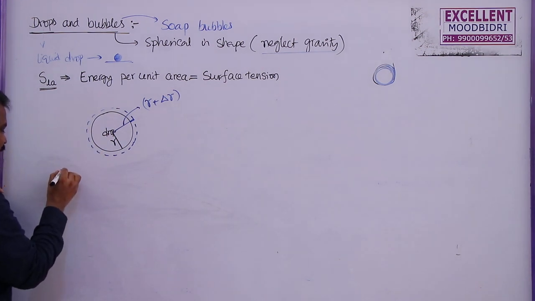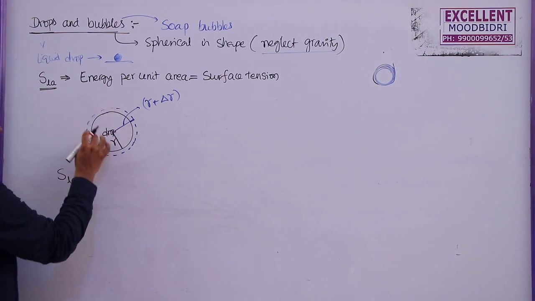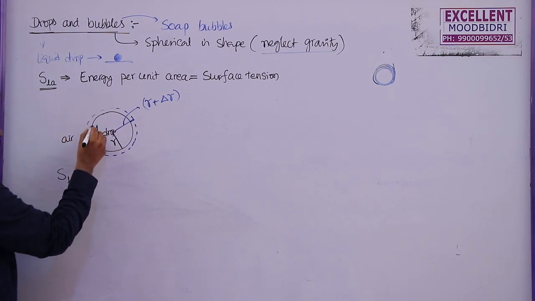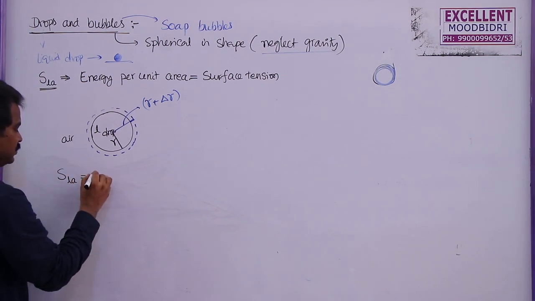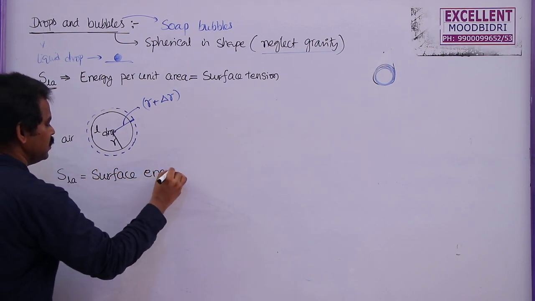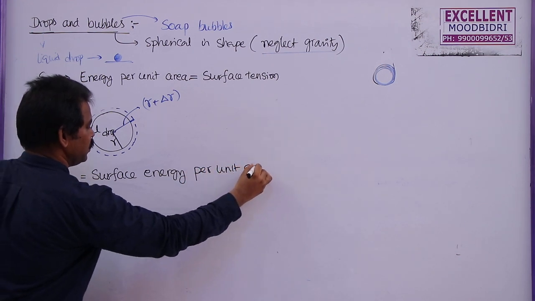We know that S_LA is the surface tension between liquid and air. This is the liquid drop and this is air. The surface tension between liquid and air is actually surface energy per unit area. Surface tension is nothing but surface energy per unit area.